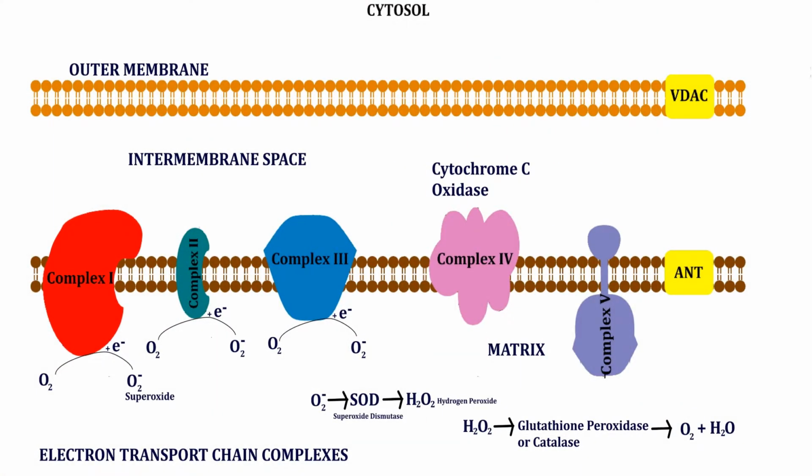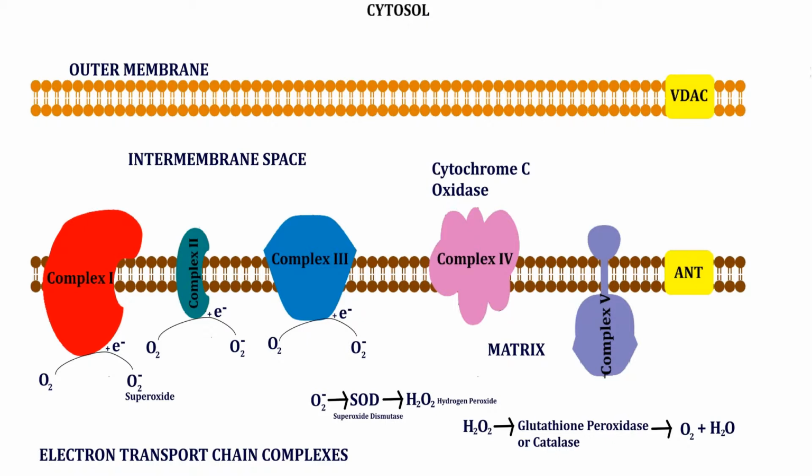ATP is produced by a set of enzymes on the inner membrane called complexes. Electrons are passed from one complex to the next. In the process, electrons escape from complex 1, 2, and 3, converting oxygen into superoxide. Superoxide plus hydrogen protons are converted into hydrogen peroxide by superoxide dismutase.